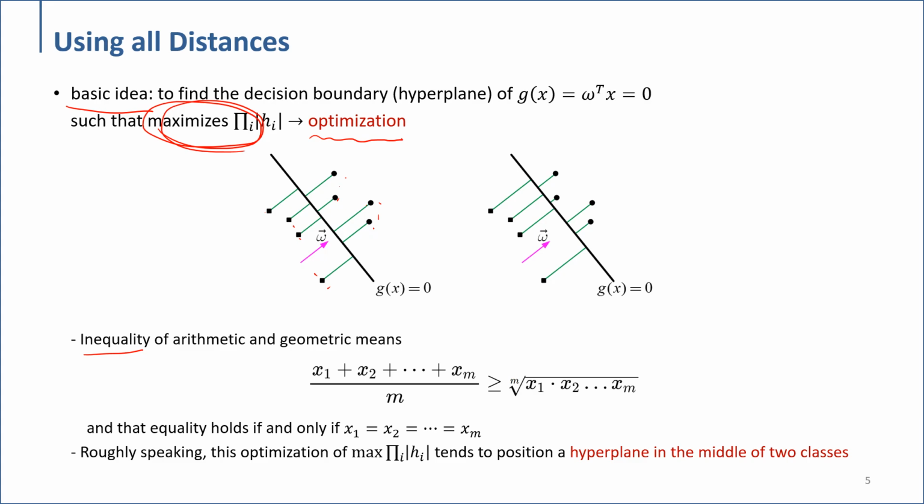The inequality of arithmetic and geometric means tells us the equality holds only if x1, x2 and all the data points are the same. In other words, this optimization problem is just finding the decision boundary that is in the middle of the two classes. So just exactly finding the middle points or middle line or middle hyperplane. So that would be the ideal case.